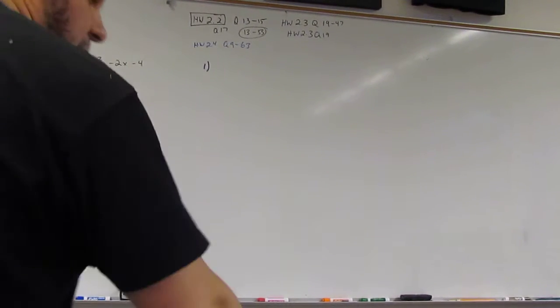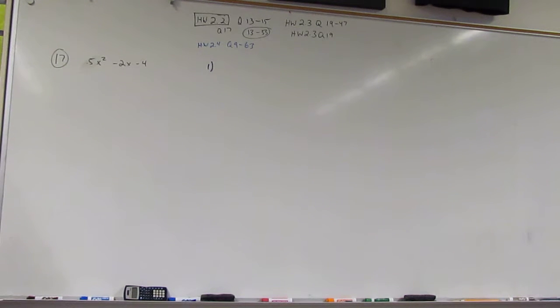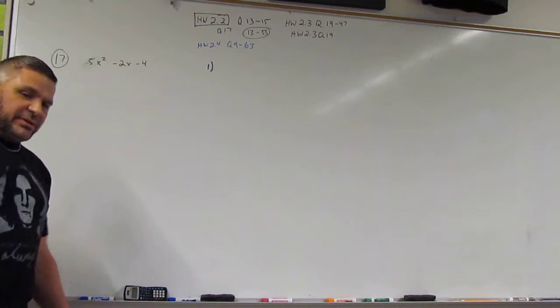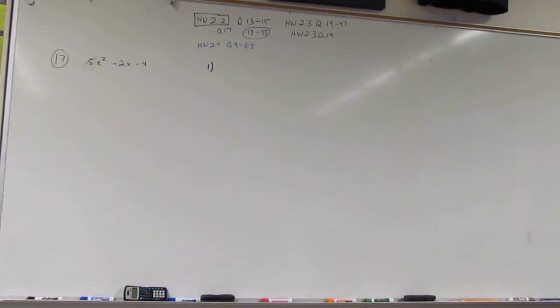Here we go. All right, so problem 17, homework 2.2, page 72. We're taking this quadratic. We're going to do a few things. Is that 0.5? Yes, it is 0.5. 0.5x squared minus 2x minus 4. And we got to find some things.